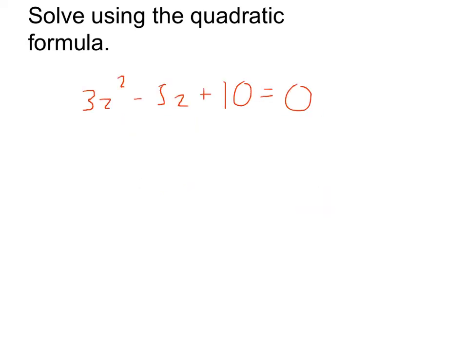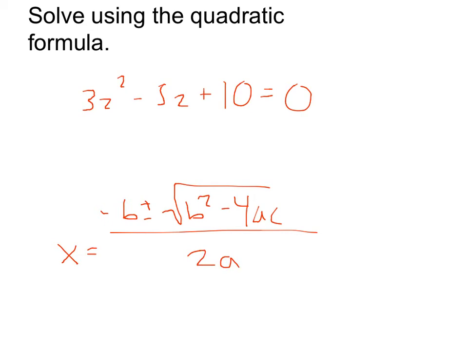Alright, so now what we're going to have to do is plug this into the quadratic formula, since our question is solve using the quadratic formula. So the quadratic formula is x equals negative b plus or minus the square root of b squared minus 4ac all over 2a. We're going to plug these in, this being a, this being b, this being c, and see what we get.